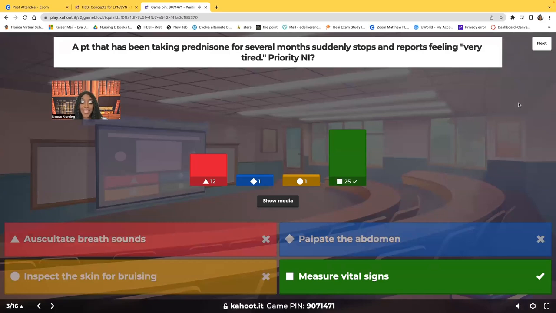Very good. You guys got it. Most of you guys got it. You can measure vital signs. And 12 of you guys chose auscultate breath sounds. And let me tell you something. HESI, ATI, NCLEX will do the same thing to you that I just did. Throw in something that has to do with breathing or airway or respirations to throw you off. Guys, you have to stop trying to be a computer and not thinking critically. Just because you see airway breathing, that doesn't mean it's the answer. It has to make sense for your situation. That's why you're thinking critically.